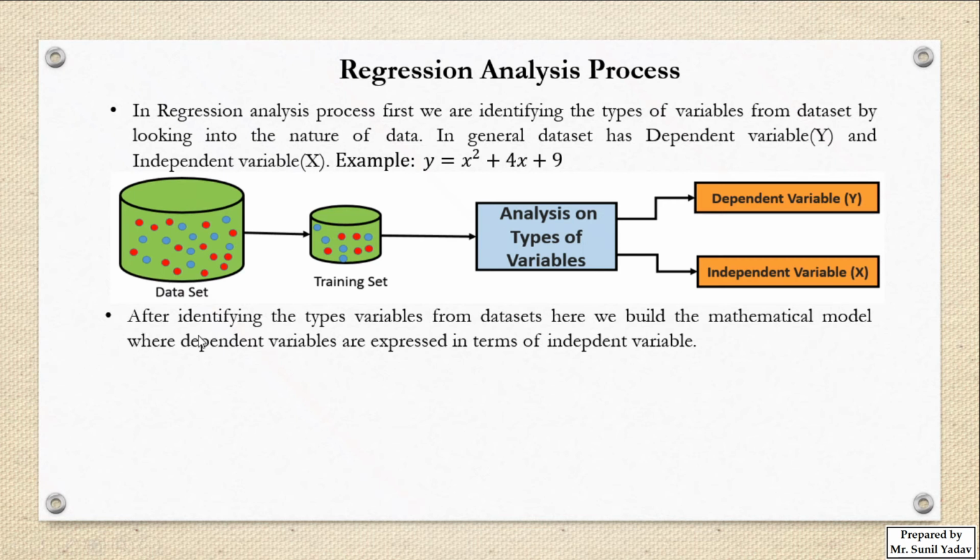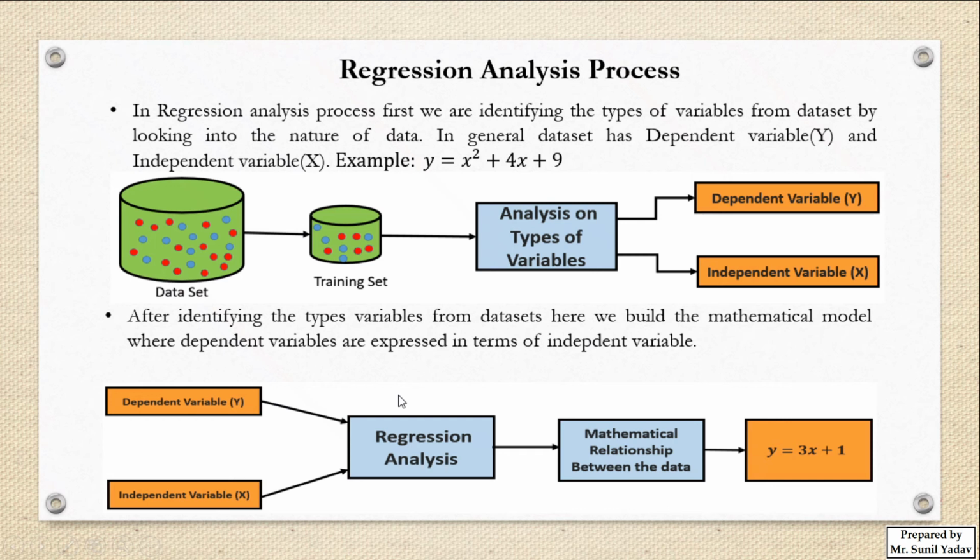Step number two says that after identifying the types of variables from the data sets, we build a mathematical model in which the dependent variable is expressed in terms of the independent variable. This step clearly says we build a mathematical model, and to explain the second step, again we'll take one example. At step one, our output was the dependent variable and the independent variable that we identified, and these will be given as input to the regression analysis process, or regression analysis algorithm.